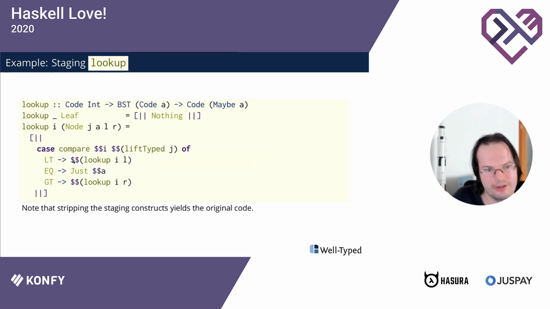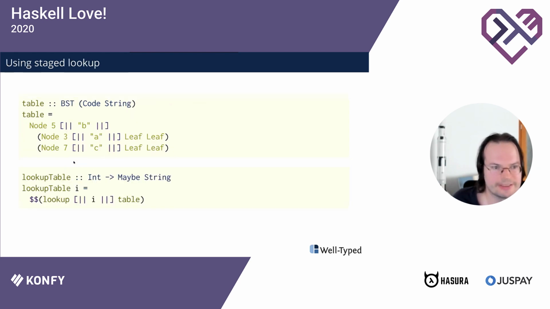And stripping out all that information yields back the original code again. In more advanced use cases, we can do more, but that's the basic aspect. And then how to use it? Well, we just mildly have to change our table because all the values are now of type Code of strings, so we quote these strings. And then our specialized lookup table contains a top-level splice where we apply lookup to the statically known table.